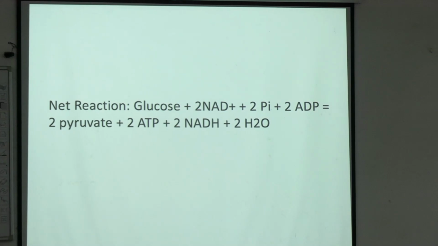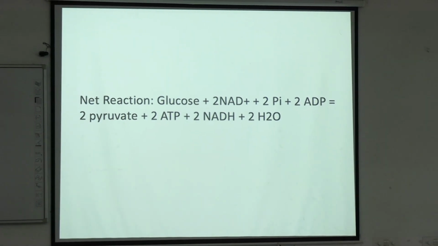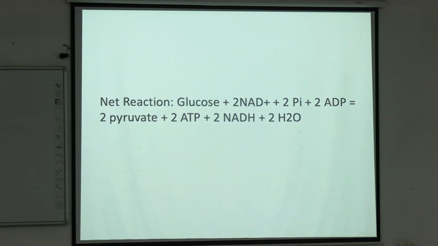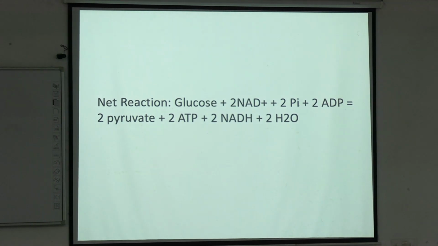This is the net reaction of glycolysis. 1 molecule of glucose broken into 2 molecules of pyruvic acid in presence of 2 molecules of NAD+ and 2 Pi, which gets converted to 2 NADH, and 2 molecules of ADP gets converted to 2 molecules of ATP. So glycolysis is a site of substrate level phosphorylation.